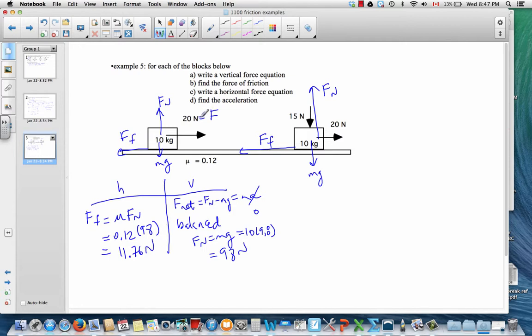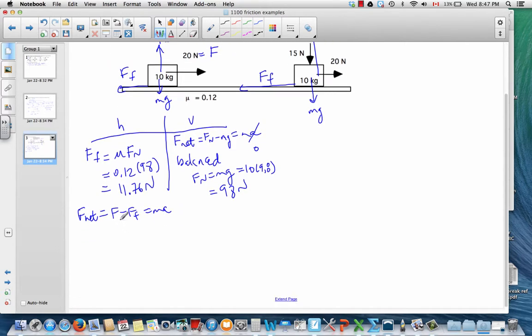So clearly that's smaller than the applied 20 newton force, so we know there is a net force. We know it's to the right because the applied force wins, and that net force will equal ma. So we can simply substitute in the 20 newtons of applied force. Then we can subtract the 11.76 newtons of friction, put in the mass of 10 kilograms, divide both sides by 10, and then get the acceleration. So this is 8.24 divided by 10. The acceleration works out to be 0.824 meters per second squared.